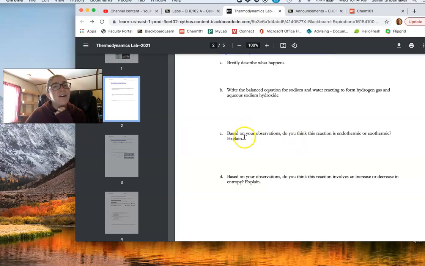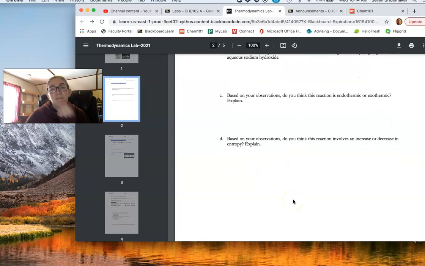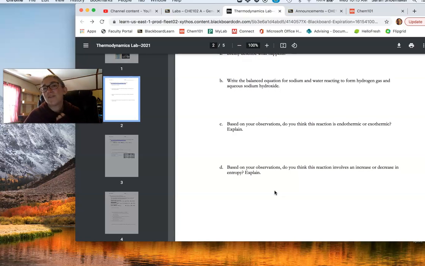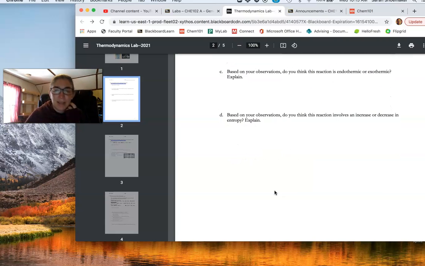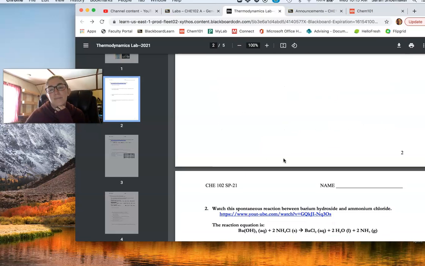Just based on what you saw in the video, do you think the reaction is endothermic or exothermic? Did it absorb energy or did it create energy? And then also based on your observations, whether it's in the video or in the equation that you wrote out in part B, do you think the reaction involves an increase or a decrease in entropy? And I want you to think about what you know about factors that increase or decrease entropy. So this one's really purely observational, this problem.